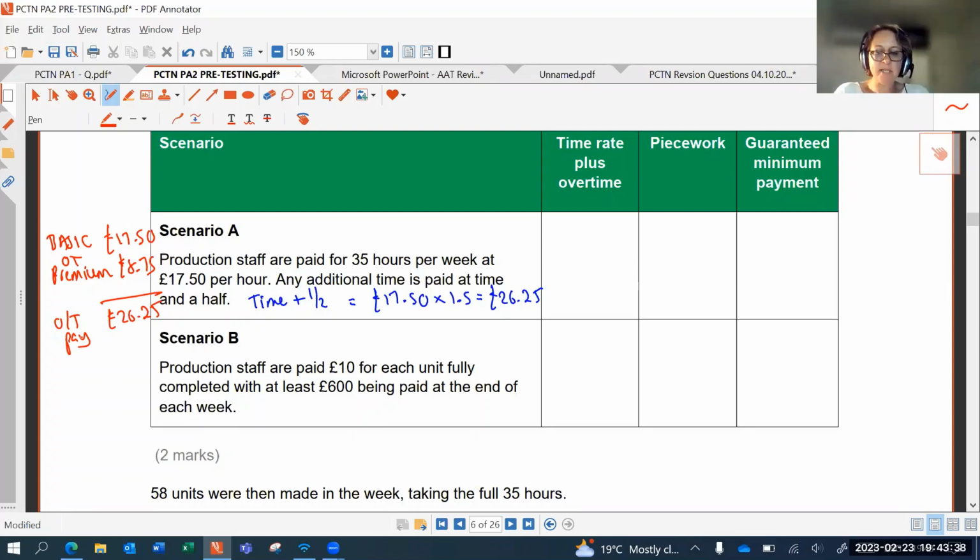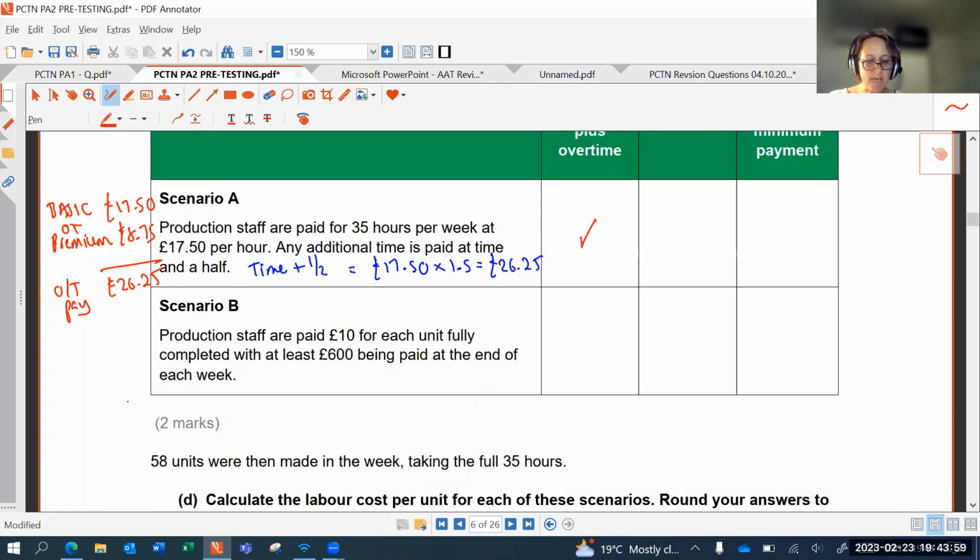So we've established this one is a time rate plus overtime. So that's the first option. The other options were piecework. Well, there's no mention of anybody getting paid per item here. And the other one is a guaranteed minimum payment. There was no mention of anything being guaranteed. They just get paid based on the hours they work.